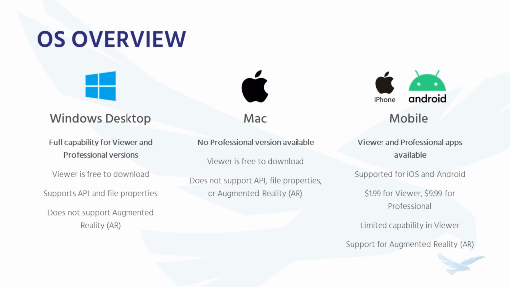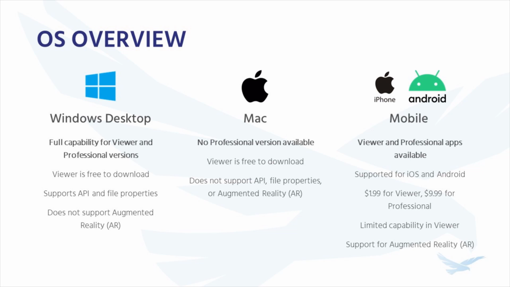Finally, you may also be aware that Windows Desktop is not the only version of eDrawings that is available. eDrawings Viewer is also supported for Mac, although no professional version is available, and there are a couple minor limitations specifically with respect to the eDrawings API and file properties. Mobile versions of eDrawings, including Professional, are available for both iOS and for Android. These do come with a small price tag, though, at $199 USD for the viewer and $9.99 for Professional.